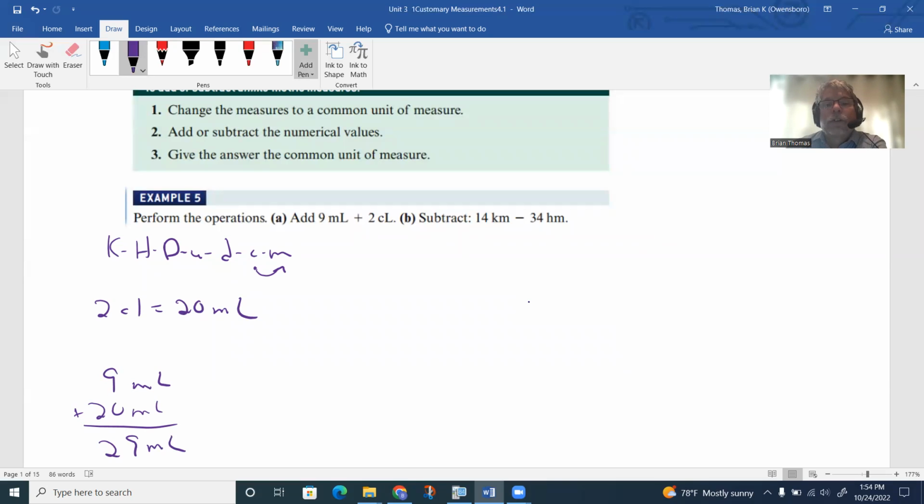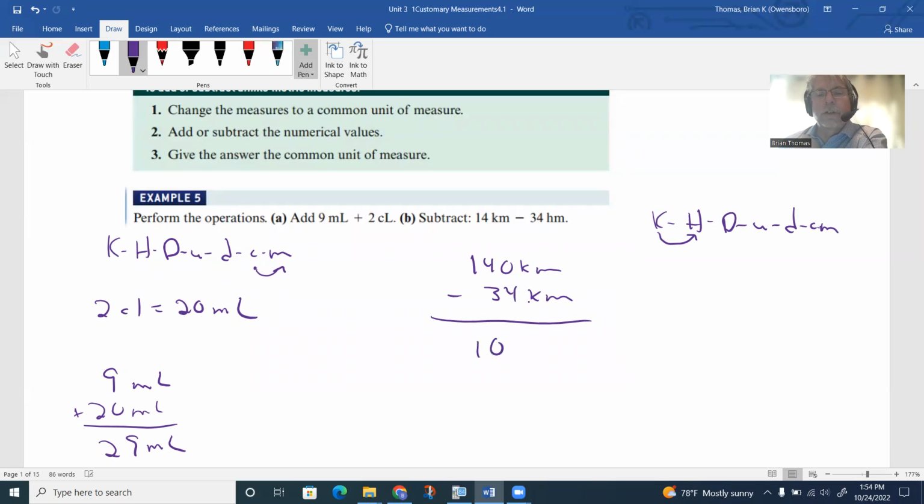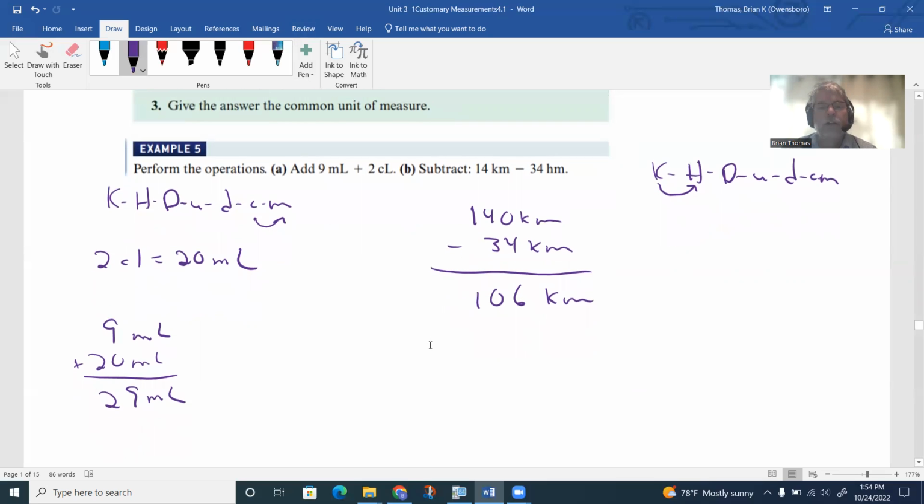If I want to subtract 14 kilometers from 34 hectometers, again, it's easier to convert bigger to smaller. And since kilometers is bigger than hectometers, it's a good idea to change kilometers to hectometers. So remember, we have King Henry doesn't usually drink chocolate milk. So it's easy to go bigger to smaller. So that means to move 1 place to the right. So this turns into 140 hectometers minus 34 hectometers. And therefore we have 106 hectometers. Because 140 take away 30 is 110, and then take away 4 would give me 106. So I can kind of do that mentally. Instead of subtracting 34, I'm just subtracting 30 and 4 to do it mentally.